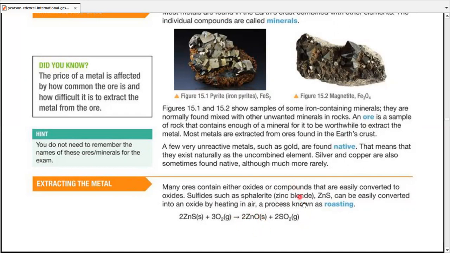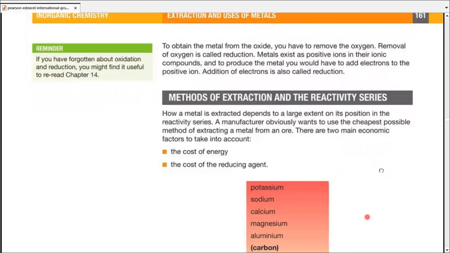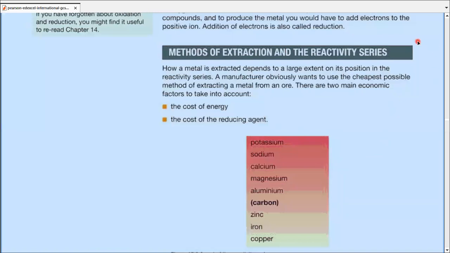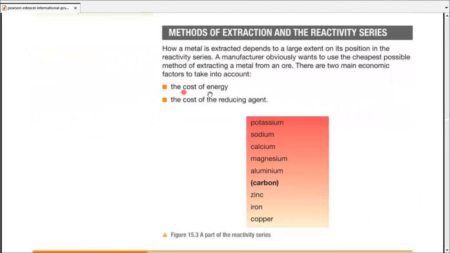The metal oxide can then be used for the extraction of metal, and that depends upon how we can use it. There are a couple of methods that we can consider, but before we go with those methods, the main point is taking economic factors into account. The cost of energy and the cost of the reducing agent are among the most important factors we need to consider when selecting a process for the extraction of metal from that specific ore.